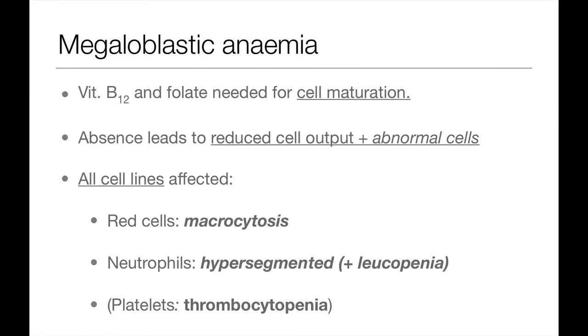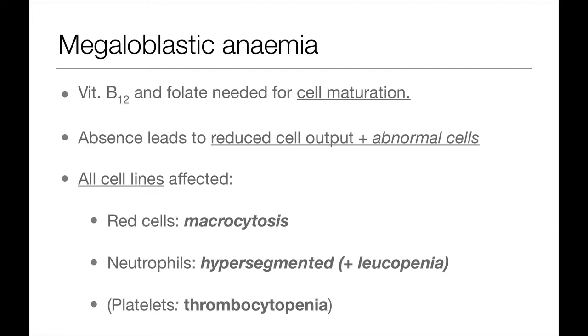So we've established megaloblastic anemia is not the same as macrocytosis. It's a subtype. Vitamin B12 and folate are needed for cell maturation, and their absence leads to an overall reduced cell output, because essentially those cells that are produced never get out of the bone marrow. But also we get abnormal cells sometimes that do get out, and those are the ones that we will see under the microscope. Also, it's not just the red cell line that is affected in megaloblastic anemia. These nutrients are important in other cell lines as well.